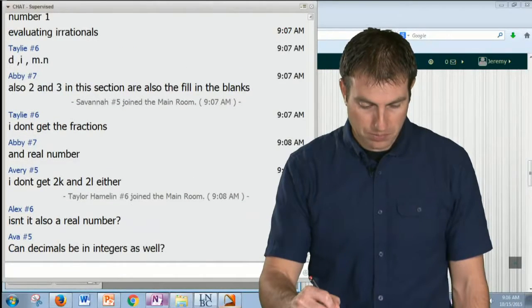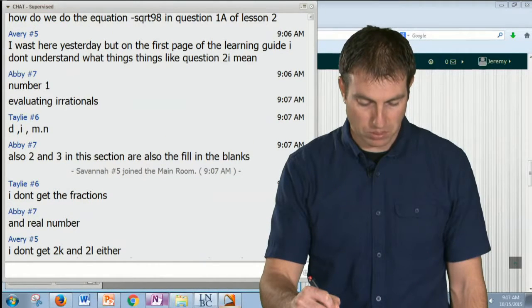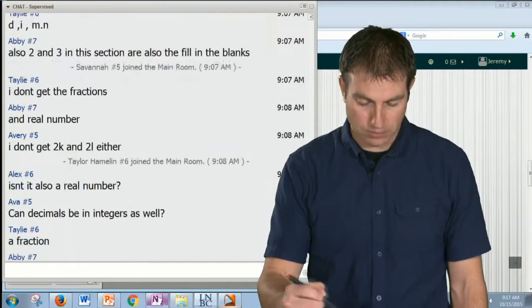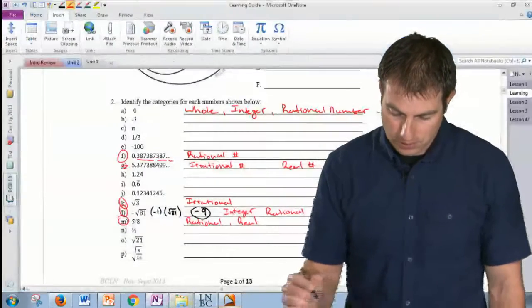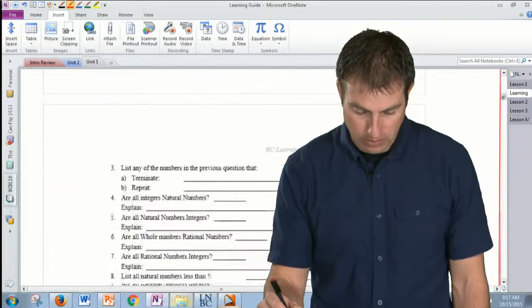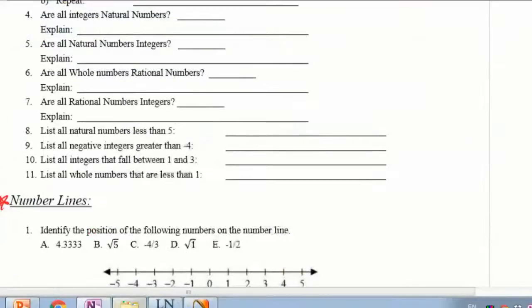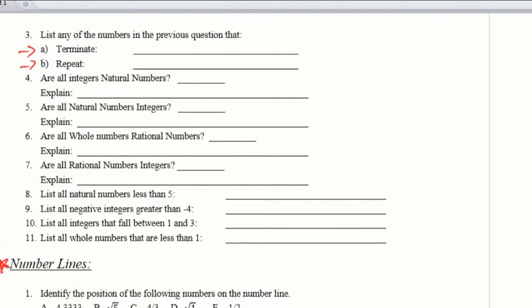Abby, number 1, evaluating irrationals, questions 2 and 3 in the section, also fill in the blanks. And then fractions. So hopefully that helps. Number 3, list any of the numbers in the previous question that terminate and repeat. When we talk about things that terminate, these are ones that end. Repeat are things that don't end, so they go on forever.